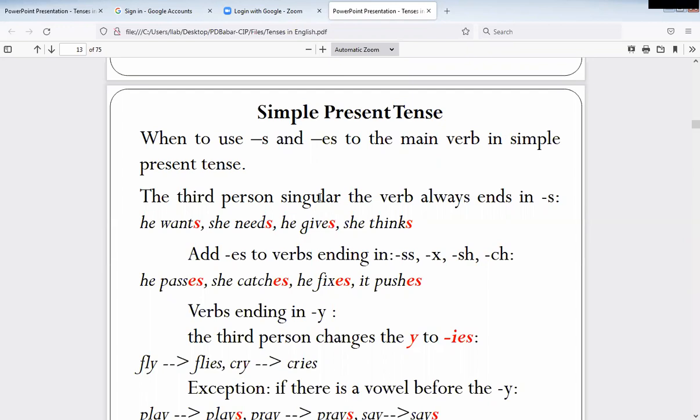With the third person singular, the verb always ends in s. If there is a third person singular used as the subject in the sentence, then S or ES is added to the verb in the sentence. So if the subject is third person singular, then and only then will we use the S or ES suffix on the main verb.